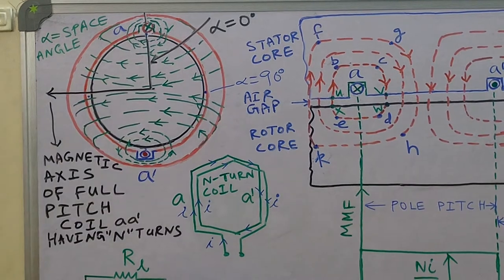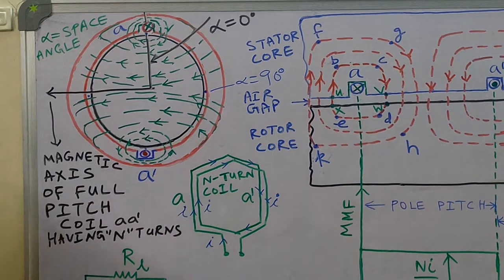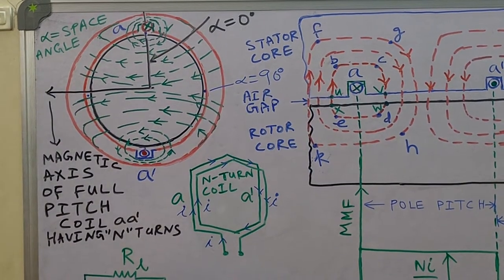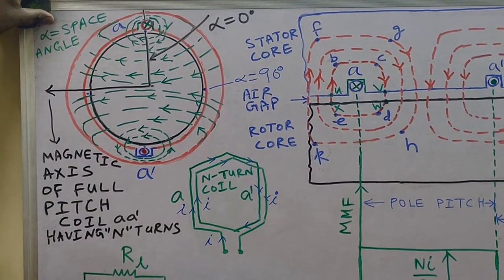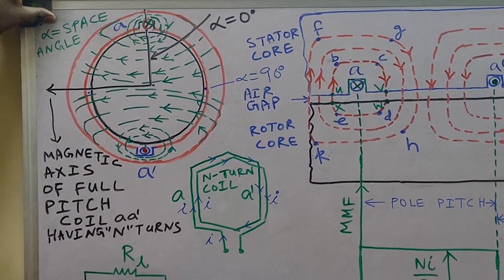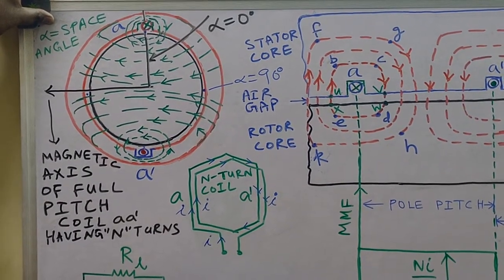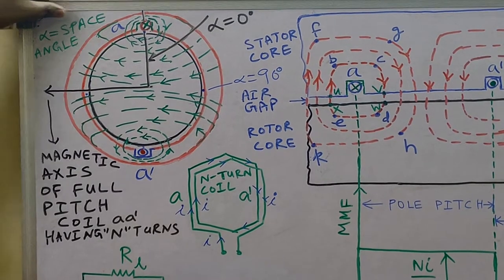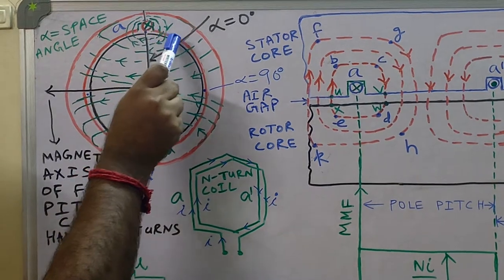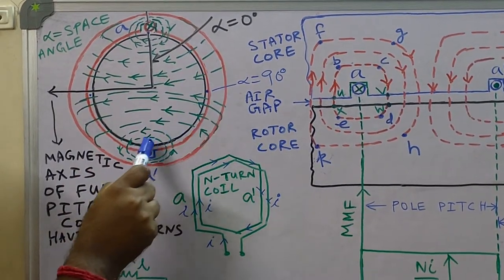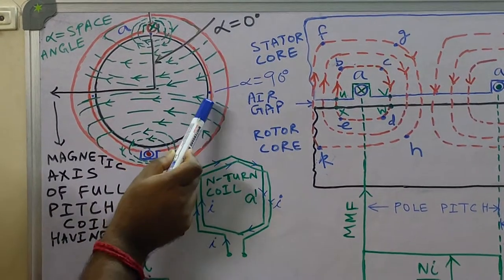So in this way, what can be done? Any point along the air gap periphery can be identified by a single variable, that is alpha. And we call this alpha your space angle. With the help of this angle alpha, defined as space angle, we are able to identify any point in the air gap in a unique way, by defining the value of alpha. If you define alpha to be 90 degree, then that point is this.